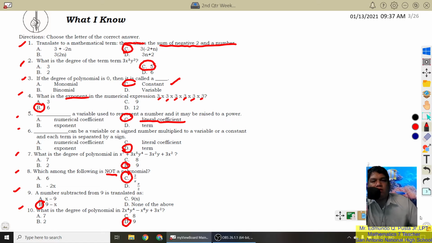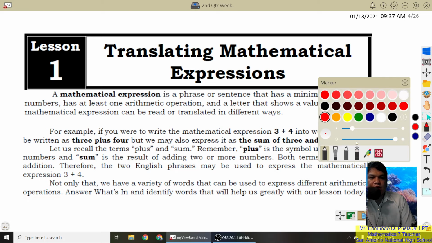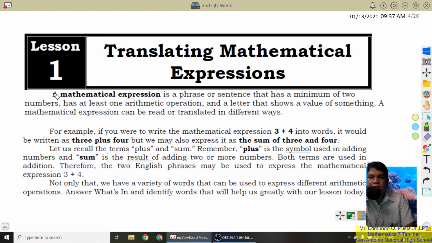So we'll continue with our topic. Okay, translating mathematical expressions. So the first topic is on how to translate. By the way, let us define what a mathematical expression is. Okay? So what do you think is a mathematical expression?